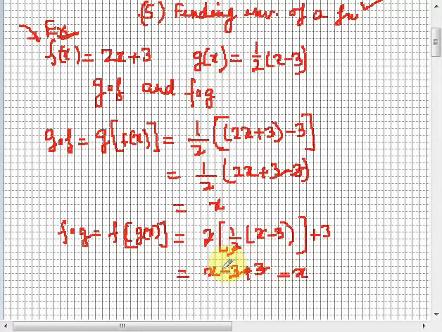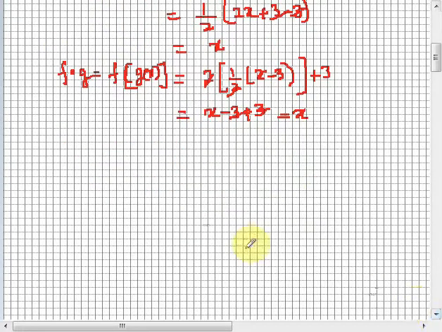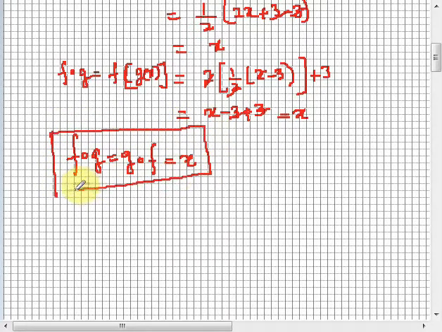So here we have a peculiar situation in which, for these two functions defined above, f of g is equal to x and g of f is equal to x, right? This is the basic definition of inverse also.